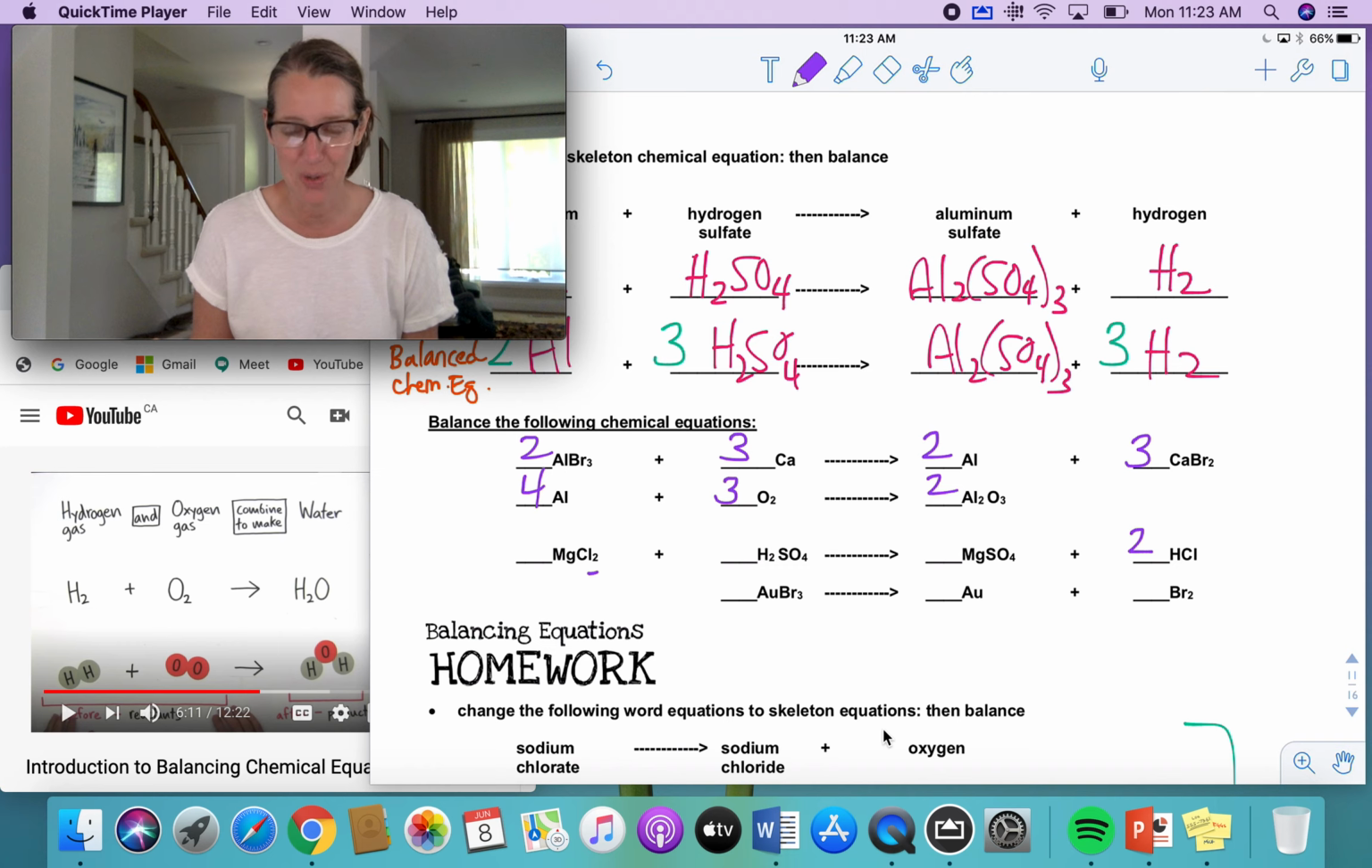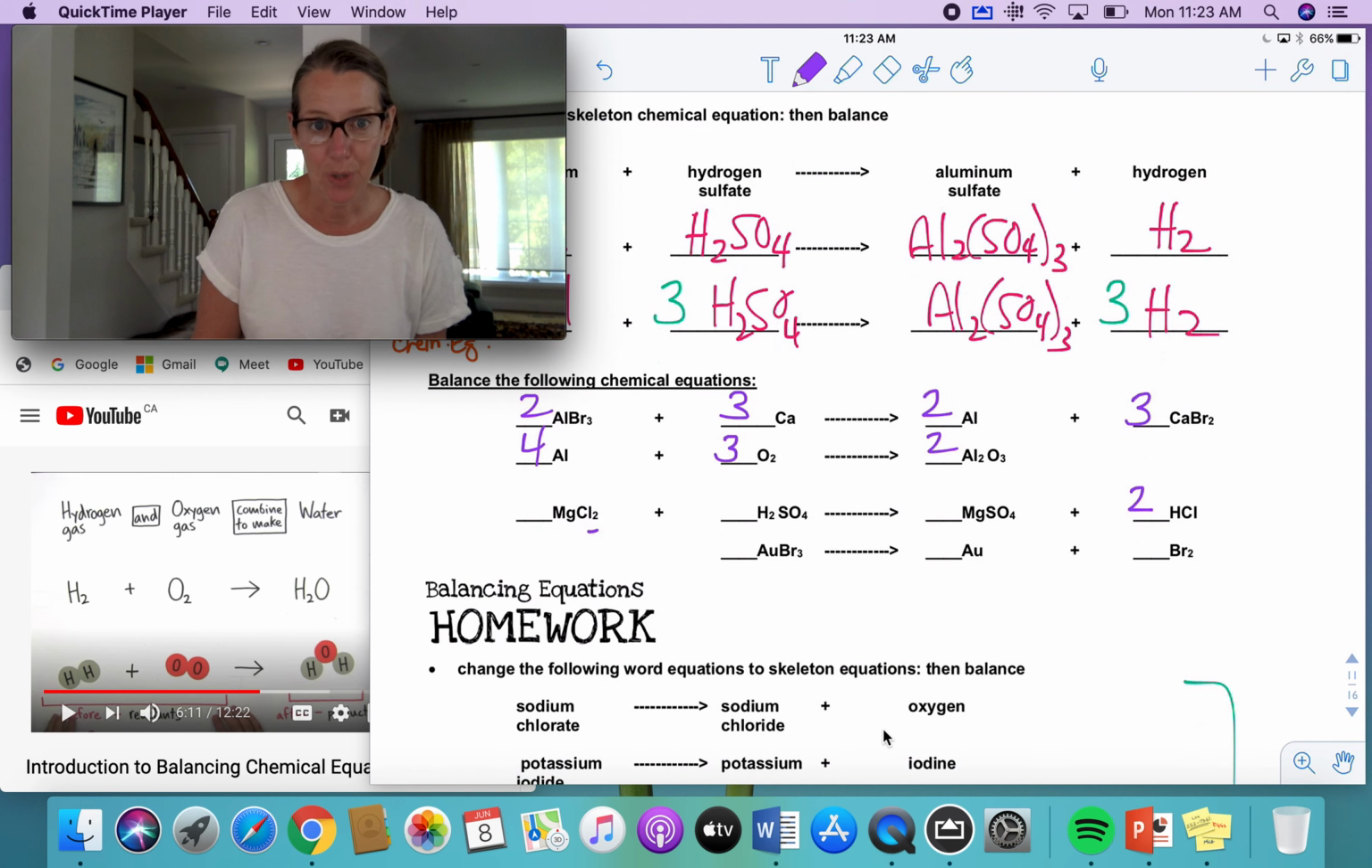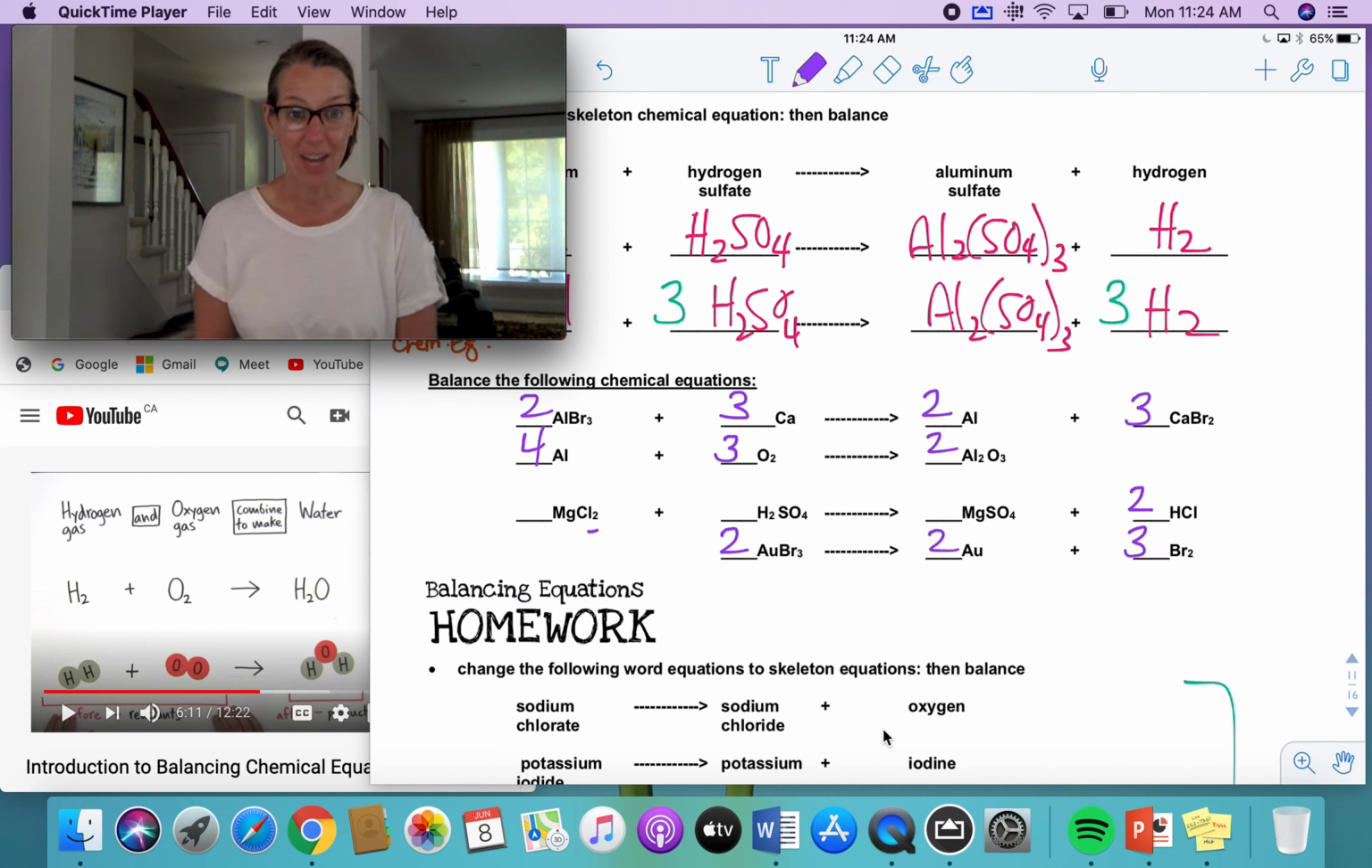Gold bromide, gold 3 bromide, and it gives me gold and bromine. So you can see I've got my 2 bromine on my product side. So let's use that rule of odd and even again. I'm going to pop a 2 in front of here. My bromines are now going to be balanced if I put a 3 in front of here, and I've left the gold until the end. I've got 2 on the reactant side and 2 on the product side. Okay, give it a go.